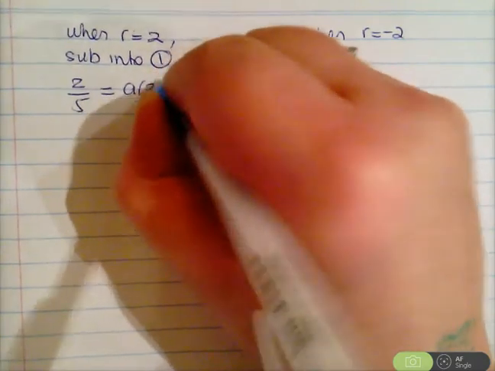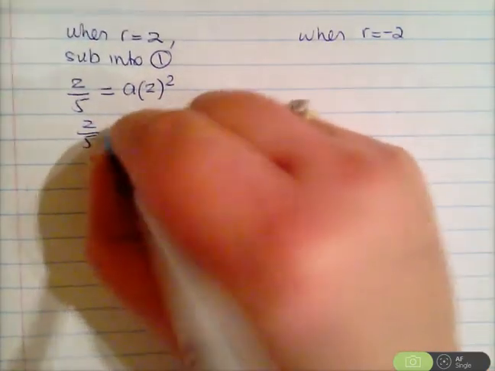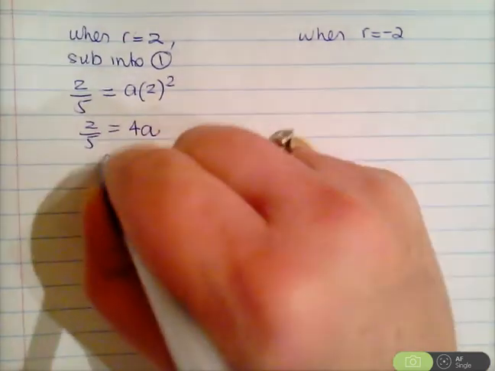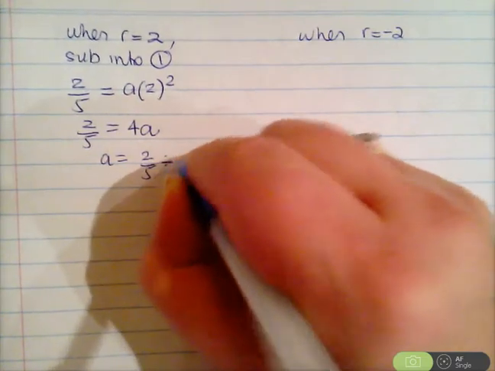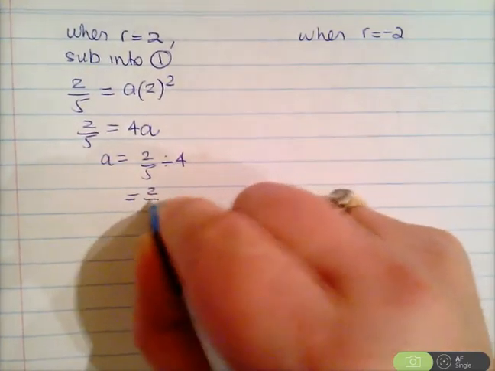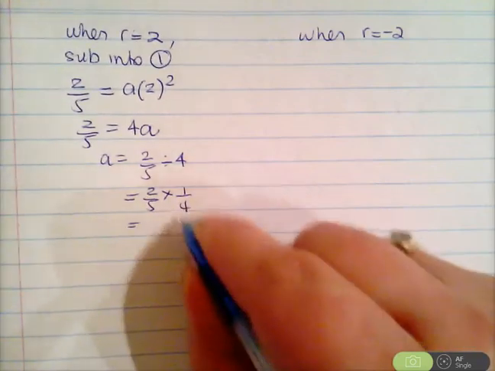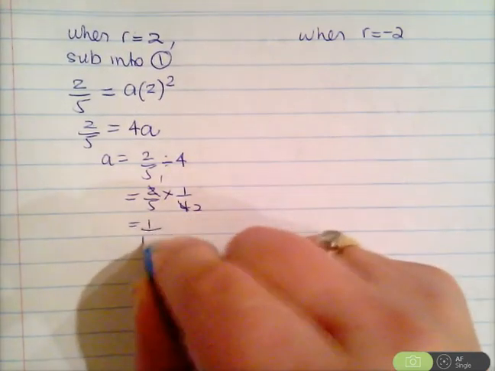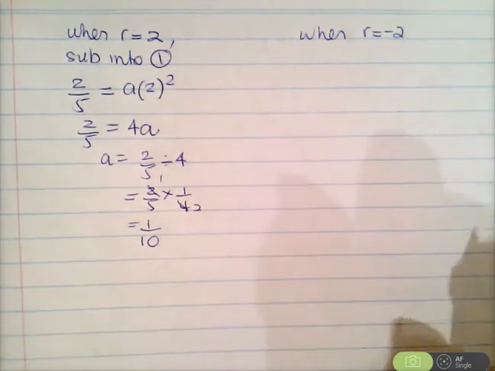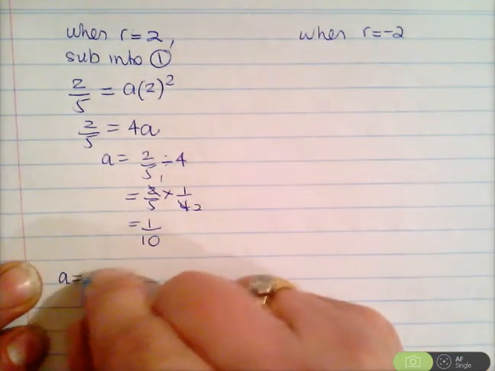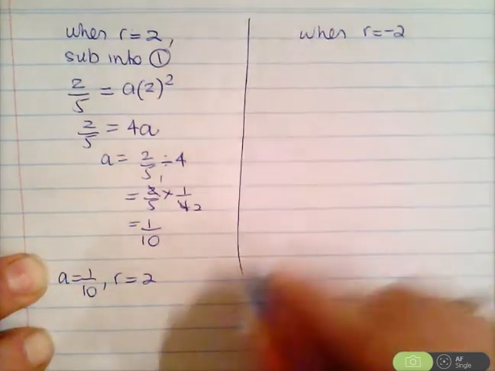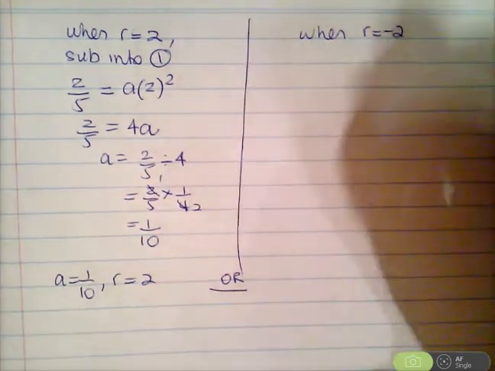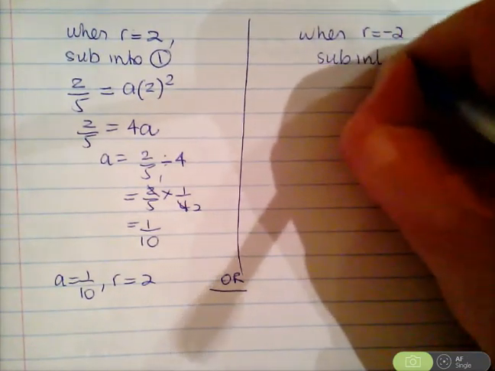So when r is 2, we sub back into equation 1. We get that 2/5 equals a times 2 squared, so 2/5 equals a times 4, or 4a. Therefore, a is 2/5 divided by 4, which is 2/5 times a quarter, which is 1/10. So we've got a equals 1/10, r equals 2.